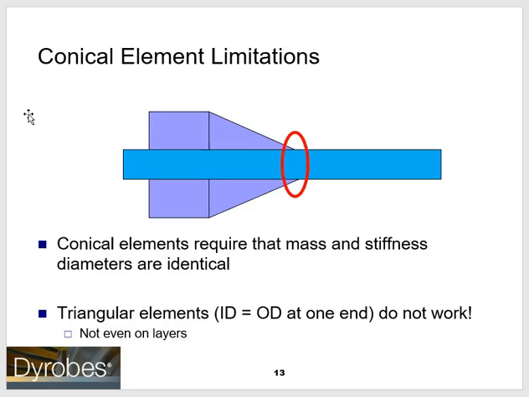If you need to reduce the stiffness of a conical element without adjusting its mass, this can be done by adjusting the material properties for that element. Be careful not to create triangular elements. Dyrobes cannot handle elements where the ID and OD are the exact same.